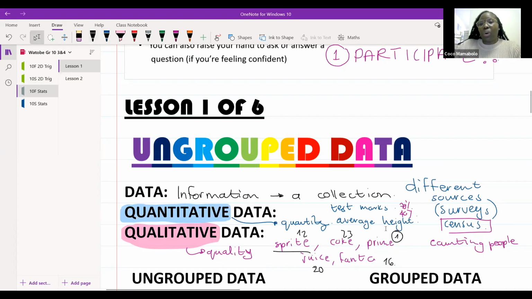Okay, all right. So just give me a thumbs up if we can tell the difference between quantitative and qualitative data.